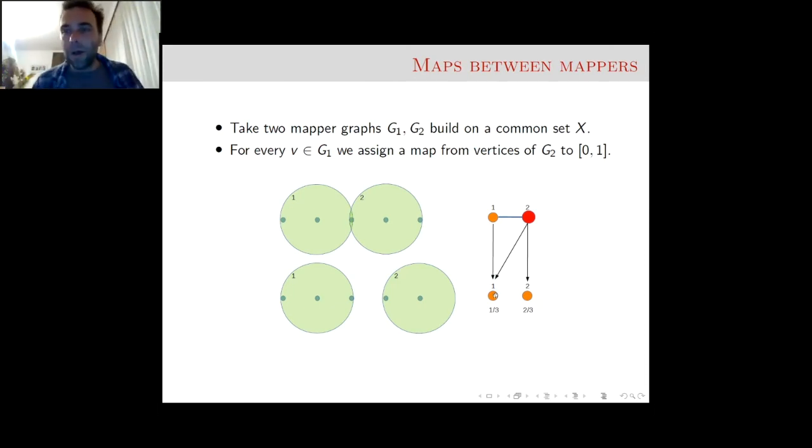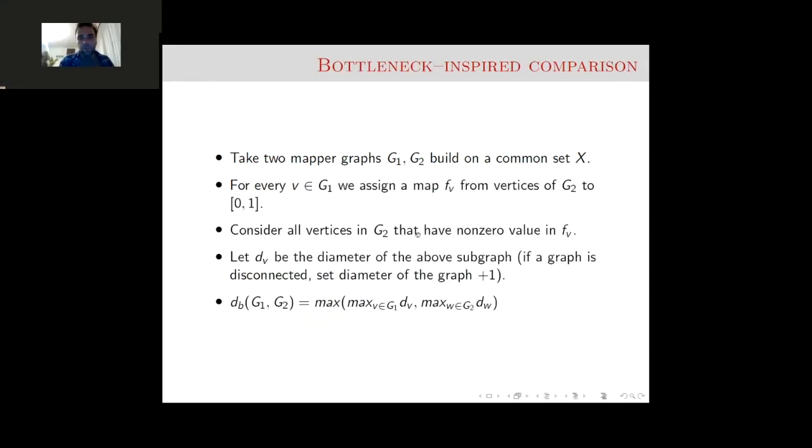So I know where those points covered by the same vertex in G1, this one, are present in G2. And the fact that those things sum up to 1 is a coincidence because there is no edge between them. So in general, this is not a probability distribution, but it will be some function on top of vertices. And I want to use those functions. I want to take two Mapper graphs. For every vertex from the first one, I have this map.